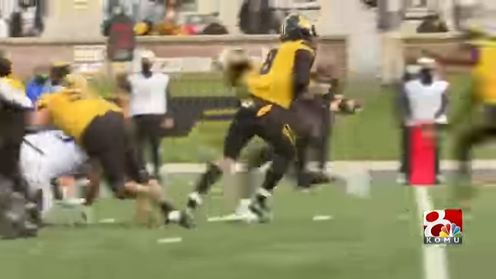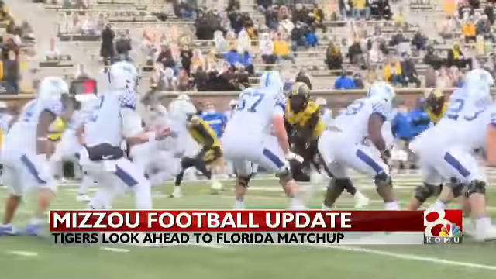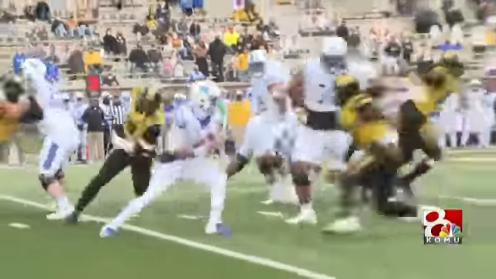Recall, Missouri and Florida were supposed to play last Saturday. Mizzou has seen multiple schedule changes in the past month, and Eli Drinkwood says that uncertainty is just something they're rolling with every day.